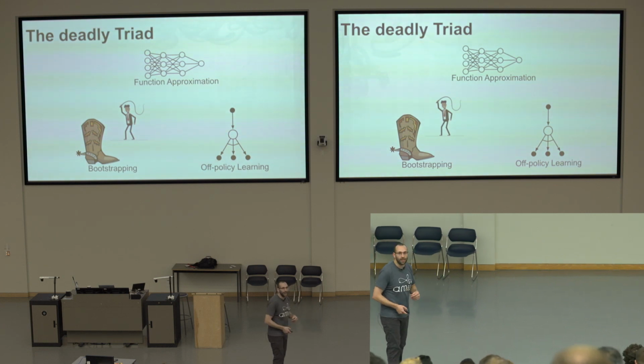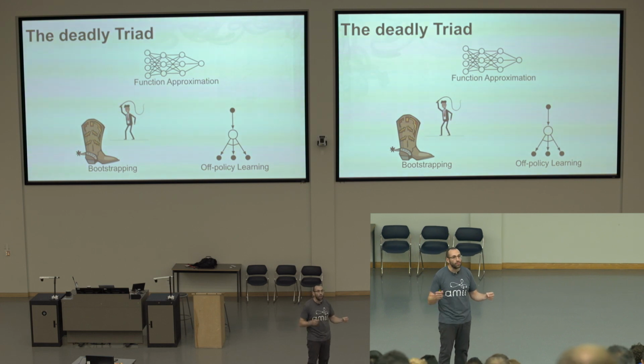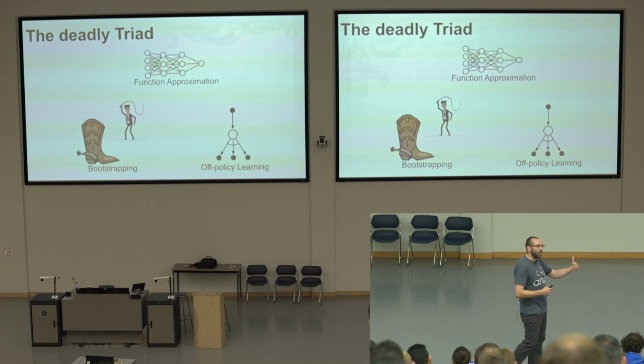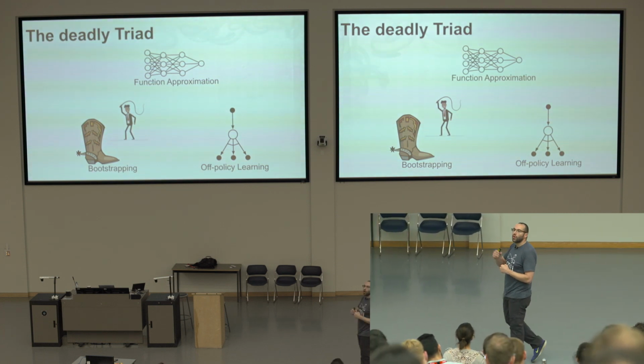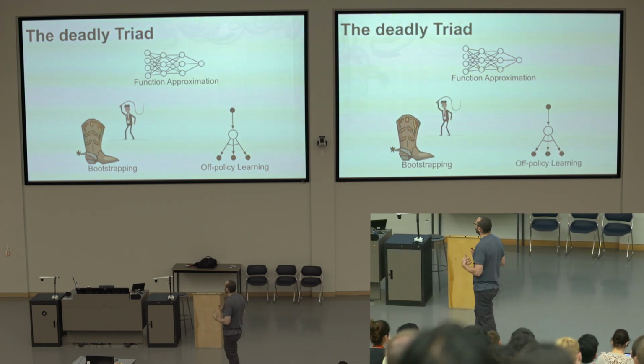Off-policy learning, so this is the backup diagram in Q-learning. So if we're doing off-policy updates, we're learning about one policy while following another. And bootstrapping, that thing that allowed us to make an update on every time step rather than waiting till the end. Updating our value function with our own estimate of the value function of the next state. If you have these three things, you can have instability.